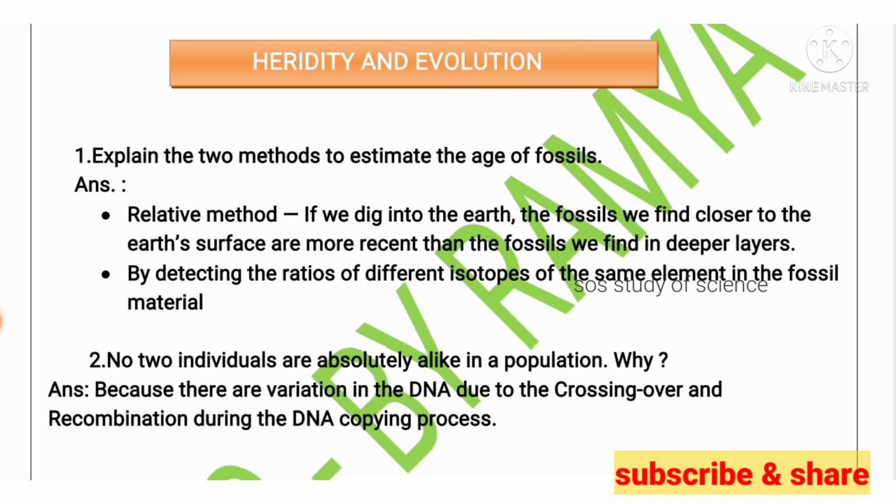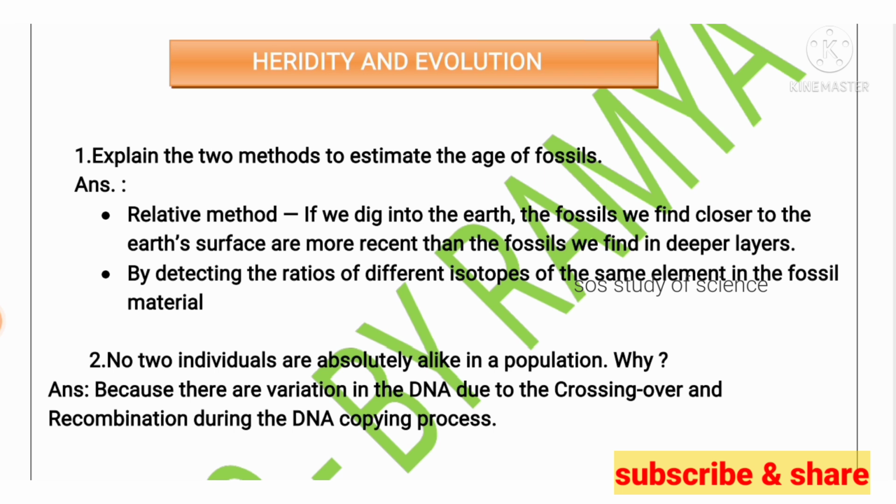The first question is, explain the two methods to estimate the age of fossils. Very important, dear students. We can estimate the age of fossils in many ways. As they have asked for two methods here, the first method I would like to suggest is the relative method. What is meant by the relative method? If we dig the earth, we will get fossils. What is meant by fossils? Fossils are the dead remains of living organisms from the remote past. That means the living organisms which were present on the earth several years ago got buried under the earth. So when we dig the earth, we get those fossils.